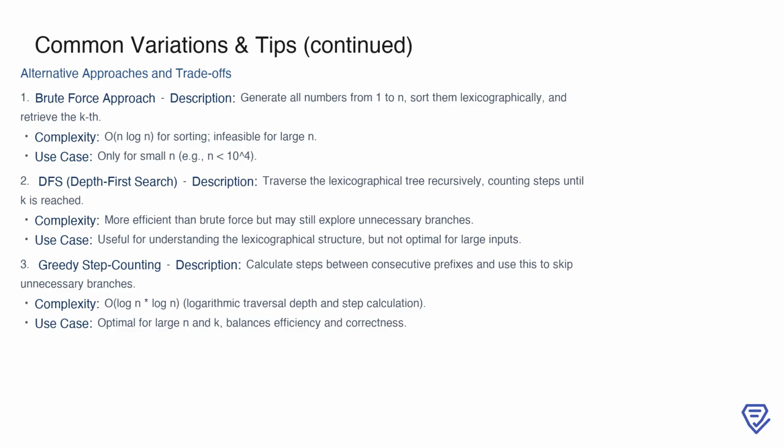The most optimal approach is the greedy step counting method. This strategy calculates the number of steps between consecutive prefixes and uses this information to skip irrelevant branches entirely. Its complexity is approximately O(log n * log n), reflecting the logarithmic traversal depth and the efficiency of step calculation. This method strikes the right balance between correctness and efficiency, making it the ideal choice for handling large values of n and k. Each approach has its place, but for large-scale problems, the greedy method is the clear winner.